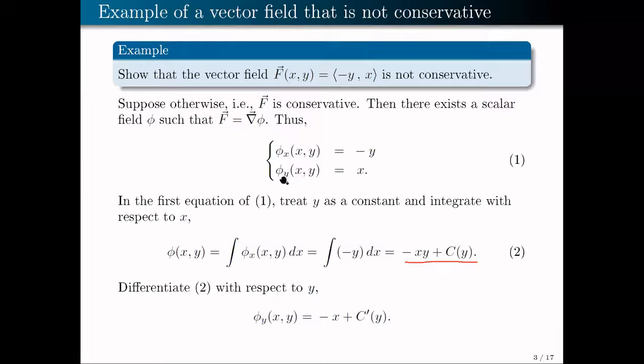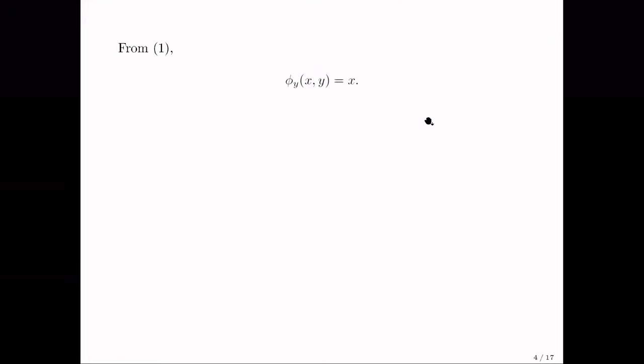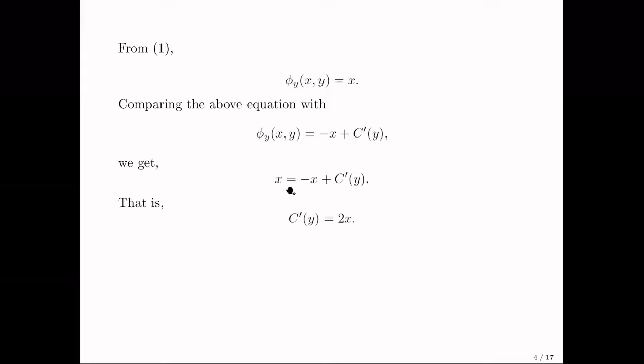Okay, we now have two expressions for phi sub y. Here we have phi sub y equals x and phi sub y equals negative x plus c prime of y. So we can equate these two expressions, as we can see in the next slide. So we have x equals negative x plus c prime of y, or c prime of y equals 2x.